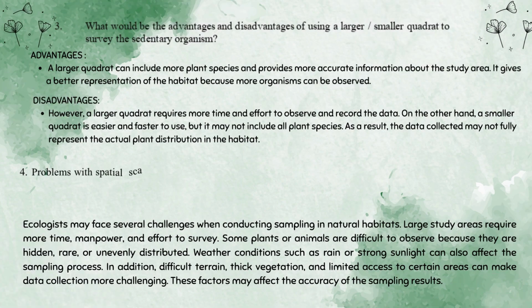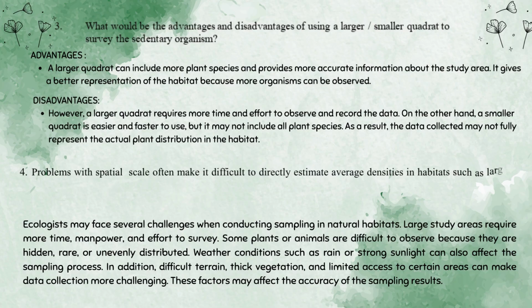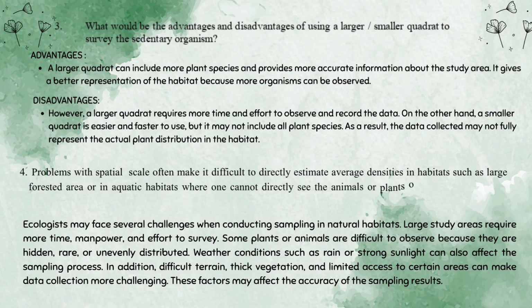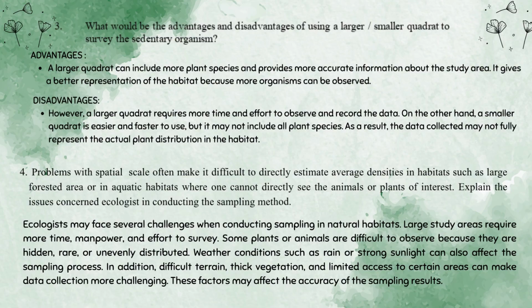Next, number 3, there are both advantages and disadvantages of using different quadrat sizes. The advantage of using a large quadrat is that it can include more plant species and provide more accurate information about the study area. However, it takes more time and effort to collect data. In contrast, a smaller quadrat is faster and easier to use, but it may miss some plant species and may not fully represent the actual habitat.